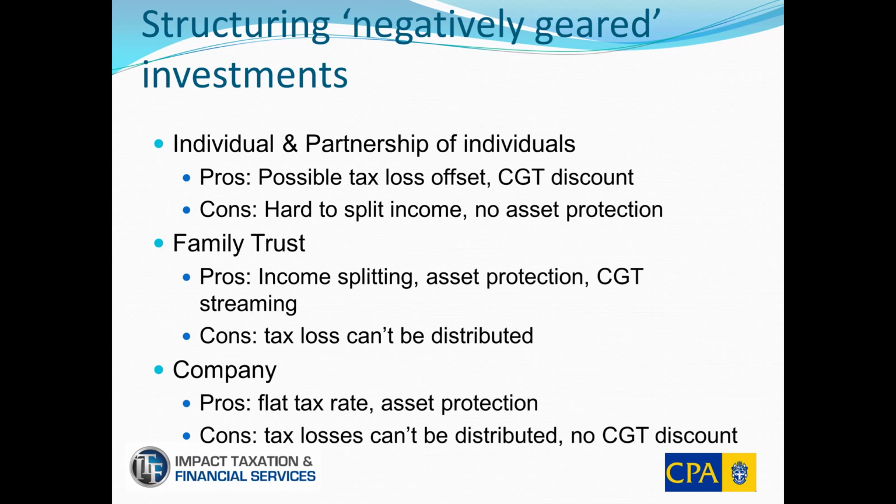Okay, the last one with the company, the advantages are the tax rate is flat. Okay, so whatever rental income you receive, you pay that flat tax rate. Also, you have perfect asset protection there. Okay, the disadvantages are again, tax losses can't be distributed. Also, there's no CGT discount for company. Okay.